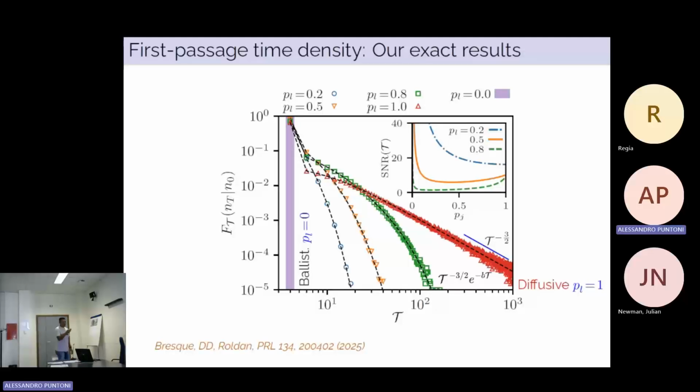And in the diffusive limit, when PL is 1, you get this decay, which is T to the power minus 3/2. Maybe you know from Brownian motion, we also see a similar kind of decay. And for intermediate values of P, we have a decay like this. There is also an exponential term with this T to the power minus 3. And here what I show is the SNR, the signal to noise ratio, the mean and the variance, the ratio of these two.